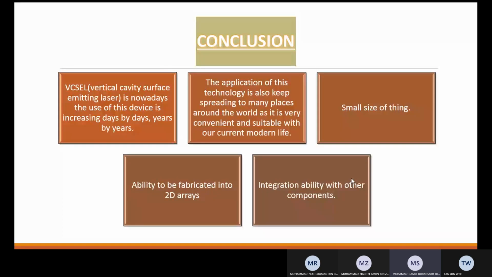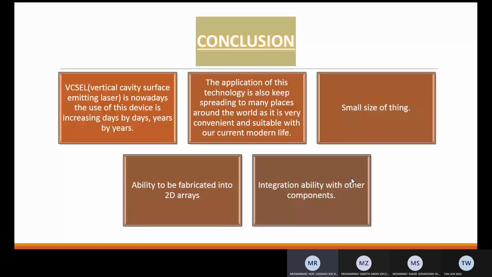We can continue with Lokman to present our conclusion. Okay, so for the conclusion, what we can conclude is that the use of VCSEL devices is increasing day by day, year by year. The application of this technology keeps spreading to many places around the world as it is very convenient and suitable for our current modern life.